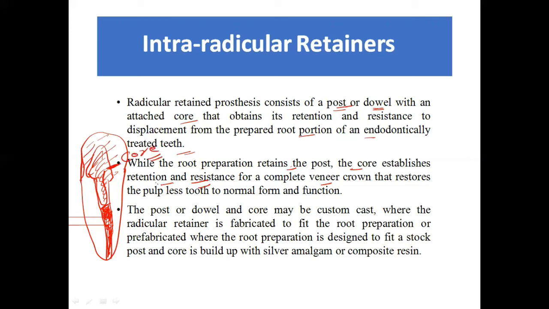It acts as a retainer and resistance for the complete veneer crown that restores the pulpless tooth to normal form and function. The post or dowel and core may be custom cast, where the radicular retainer is fabricated to fit the root preparation, or prefabricated, where the root preparation is designed to fit a stock post and the core is built up with silver amalgam or composite resin. This is called amalgam post.